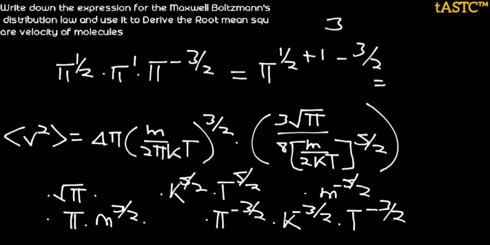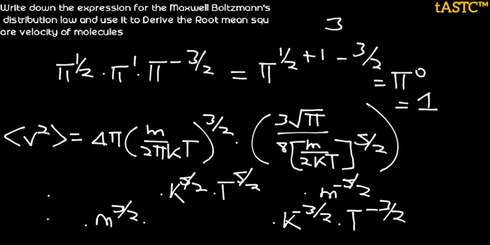And this is basically going to give us 3 halves. So we're going to have a half plus 1. That gives us 1.5, which is basically 3 halves. And so you've got 3 halves minus 3 halves, giving you 0. So basically we've got pi to the 0th power, which is going to be 1. So pi gets reduced to 1. So we're not going to have any pi's anymore. So that is what we got.